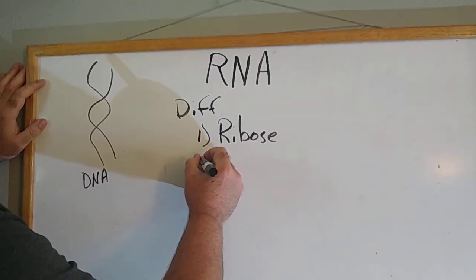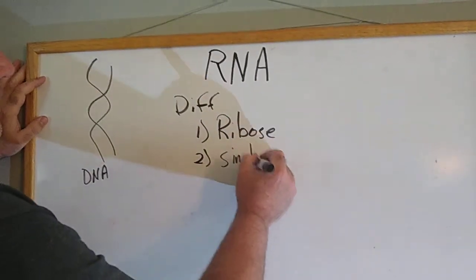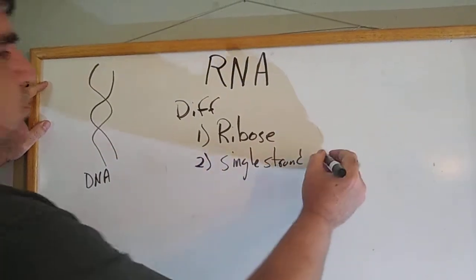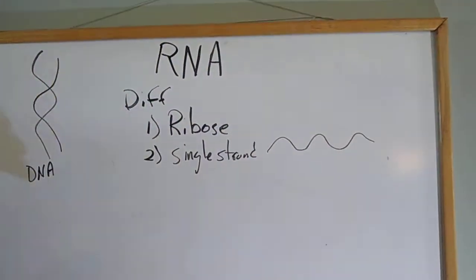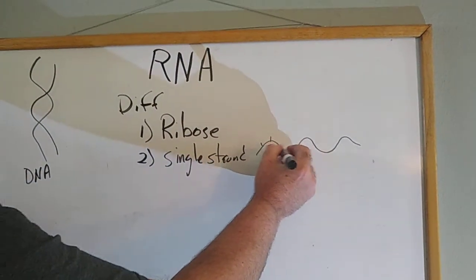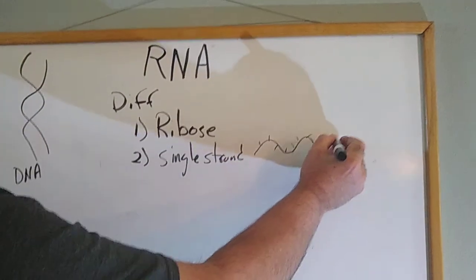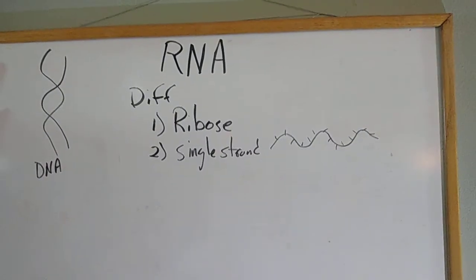And then the second thing is that it is made up of a single strand. So structurally, it looks way different. Again, it's going to be a corkscrew shaped strand, but it's just going to be a single. It's like half of the ladder that we talked about before, half of the spiral staircase.